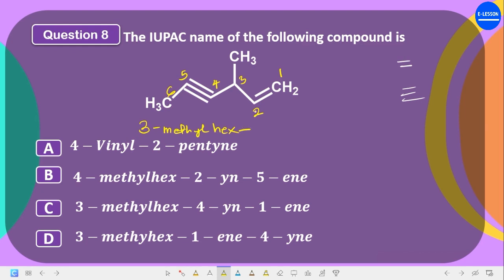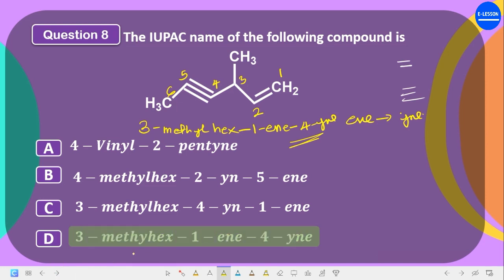Now why naming between the yne and the ene? The yne comes first. This is where we are having issues, okay? Let me clear the air. The yne comes first before the what? Ene. So at what position is the yne here? Position number 1. So this is 1-yne, and then the ene is at position number what? 4. So we say 3-methyl-hex-1-yne and then 4-ene. And that makes option D the correct answer to this question. 3-methylhex-4-en-1-yne.